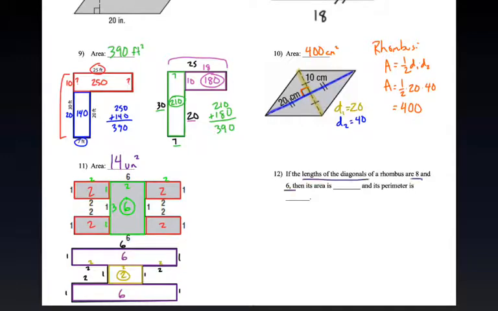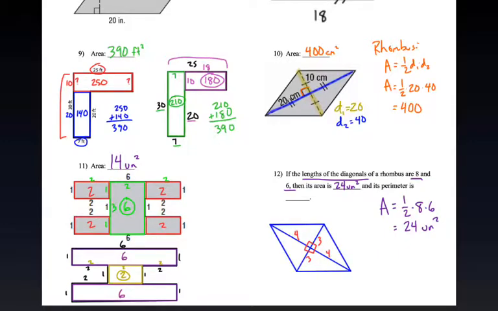Number 12, the lengths of the diagonals of a rhombus are 8 and 6. That means finding the area is a piece of cake. 1/2 times 8 times 6 is 24 units squared. From Unit 8, we do the perimeter part of this. If the lengths of the diagonals are 6 and 8, they get broken in half, 3 and 4. Here, and then each side of that rhombus will be the same. I will choose any of those right triangles. They're all congruent. 3 squared plus 4 squared is x squared. X is 5, so the perimeter is 20 units.